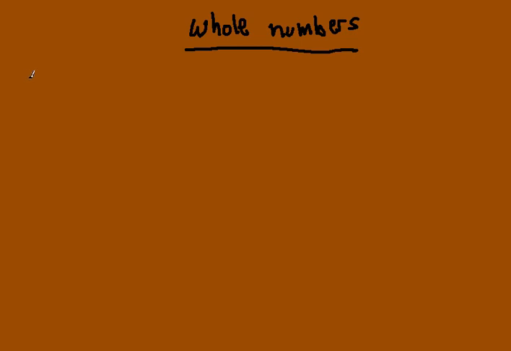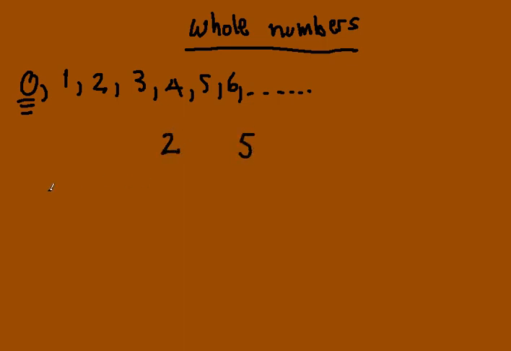One thing you need to know is that whole numbers start at 0, so make sure you remember that. The next number is 1, the next one is 2, then you start counting 3, 4, 5, 6, and so on. Now, let's think of any two random numbers, 2 and 5 for example. How would we compare 2 and 5?